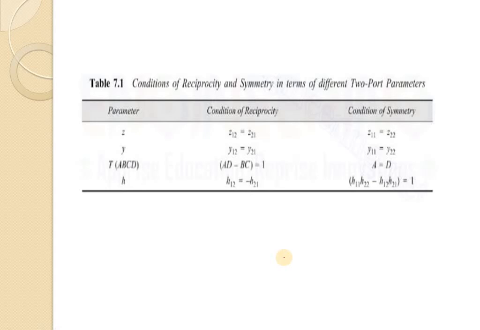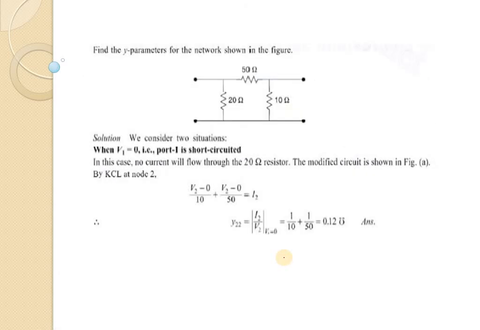Okay. So that is the main fact we have got from the relationship of two port parameters, and we have got the conditions of reciprocity and symmetry. Now we will see a small problem related to Y parameters. In the previous lecture we solved a problem related to Z parameters, and in this lecture we will solve a problem related to Y parameters. So solution, we consider two situations.